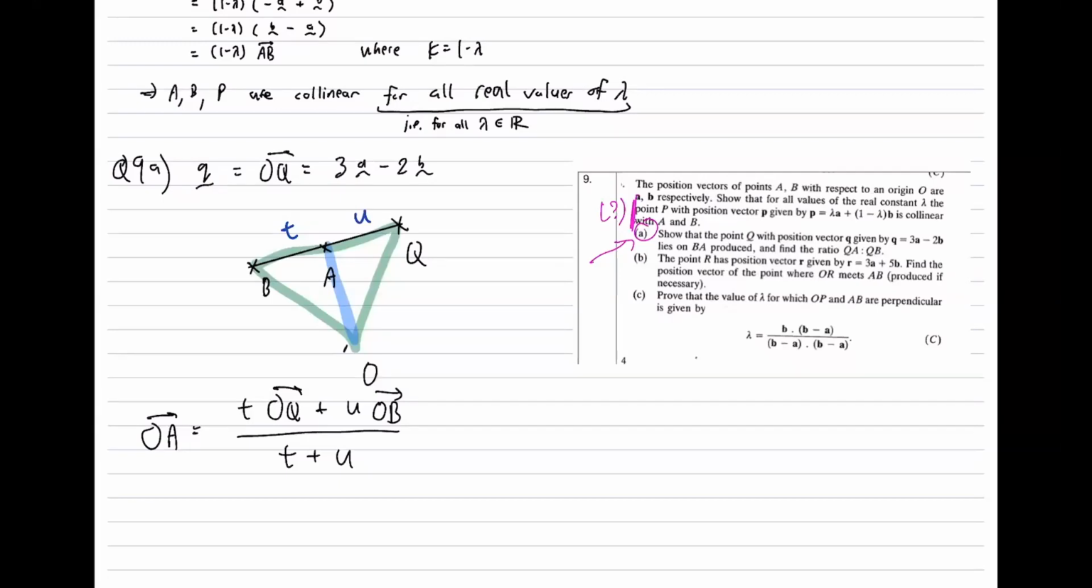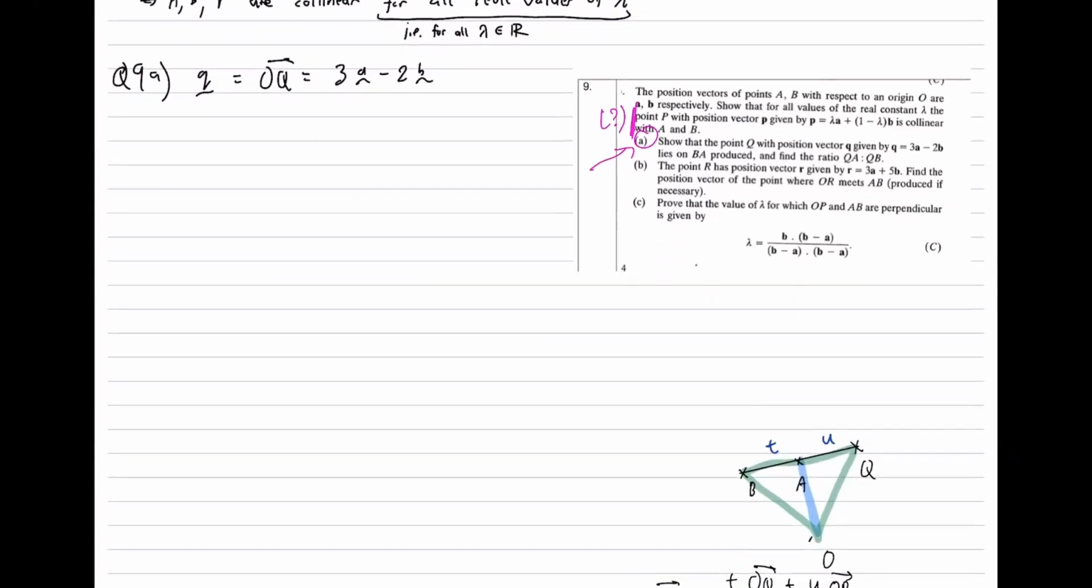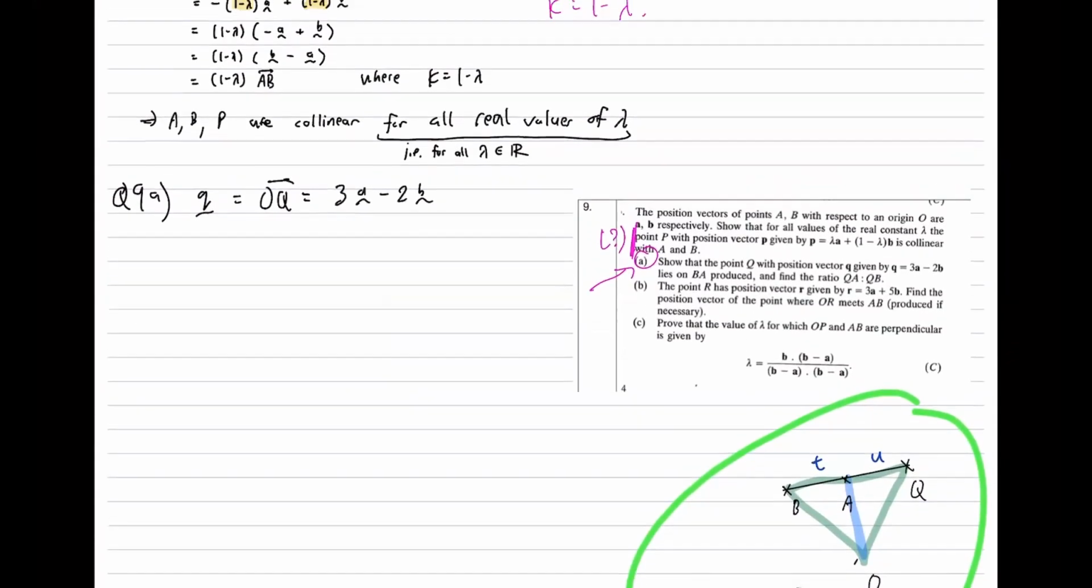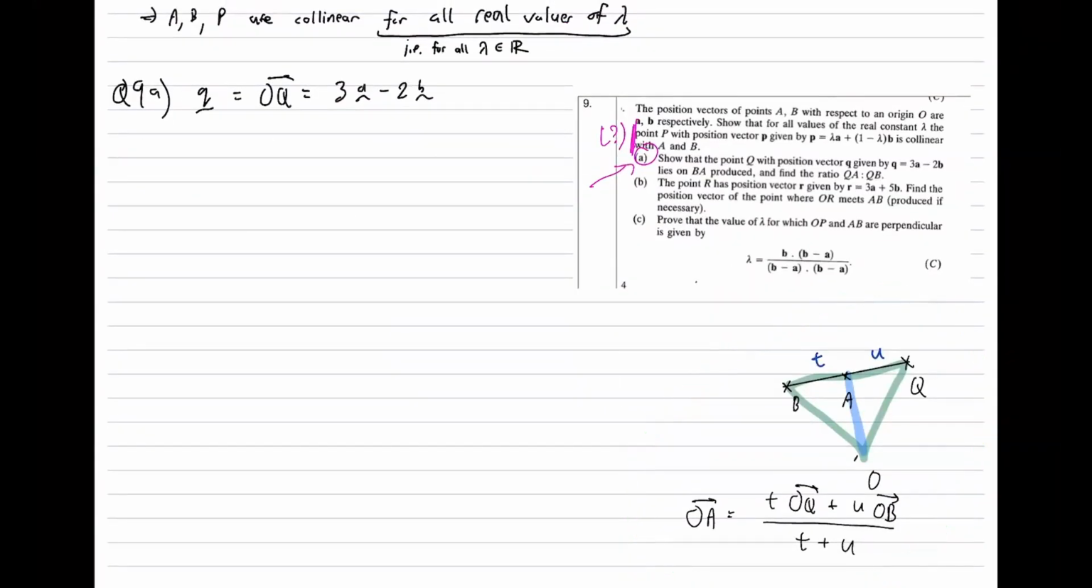Actually, sorry, I realized I didn't do the front part first. This is under the assumption that Q is produced from BA. I need to actually prove it first. That's the first part: show that the point Q with position vector Q lies on BA produced. So the first part of part A is to prove. Let's figure out what's AB first. AB is really just OB minus OA, which is B minus A. Then what do we have for OQ?